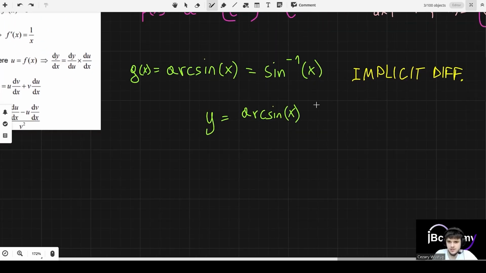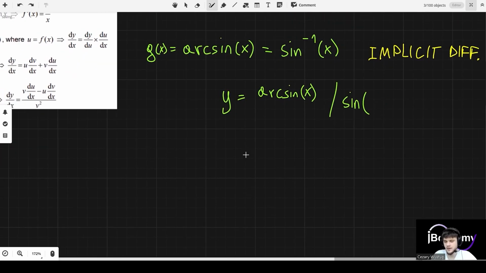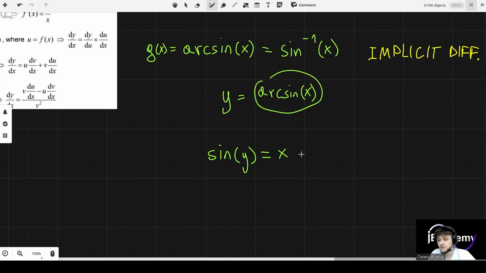Well, I can just take the sine of both sides of this equation. In other words, this says the same thing as sine of y equals x. Yeah, that's the principle of inverse functions. If I take the inverse of an inverse function, I get back what's inside the function, the argument. Yeah, that's what happened here.